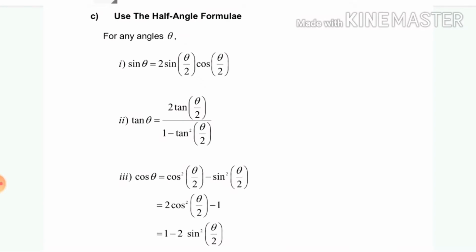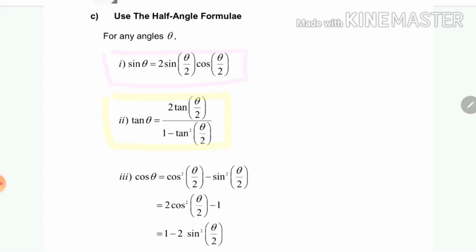Next learning outcome is 7.2c. Use the half angle formula for any angle theta. Sine theta equals 2 sine half theta times cos half theta. Second, tangent theta equals 2 tangent half theta divided by 1 minus tangent squared half theta.